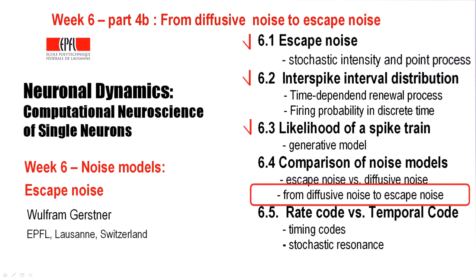Well, we have seen last week that the diffusive noise is nice because it can be described by stochastic spike arrival. It can describe the noise generated in a network of neurons. Therefore, it looks like an attractive noise model. On the other hand, as just discussed, it's difficult to calculate quantities such as the time-dependent interval distribution, whereas this is easy for the escape noise model considered this week. So the question arises whether there are systematic methods to go from diffusive noise to an escape noise model.